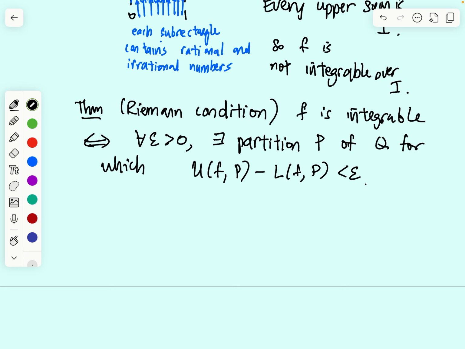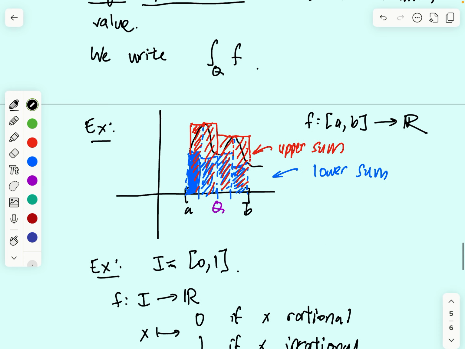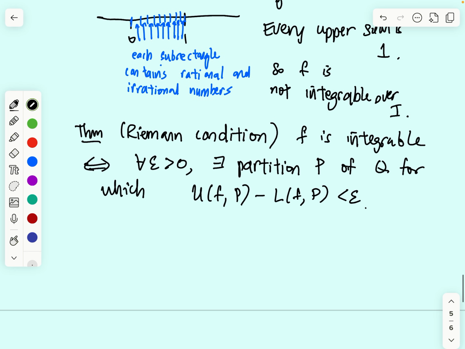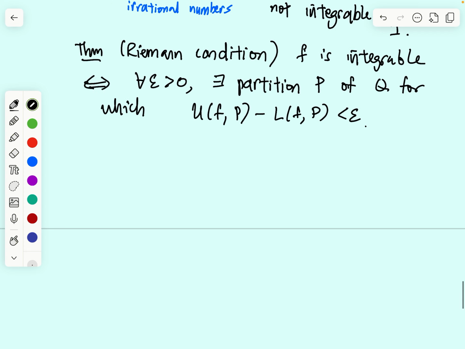I'll let you think about why that's true. That basically follows from the definition of the lower and upper integrals as the sup and inf over these partitions. A proof is in the book by Munkres, but I would encourage you to come up with the proof yourself, because it's really not that hard to prove directly from the definition. The proof looks more complicated than it actually is.